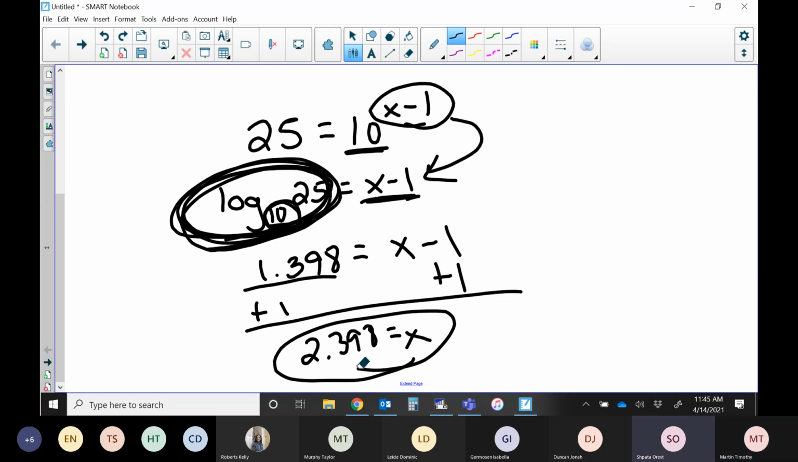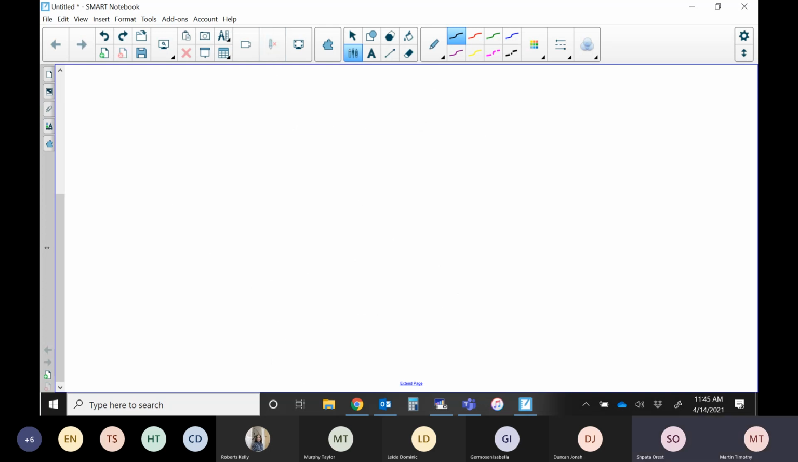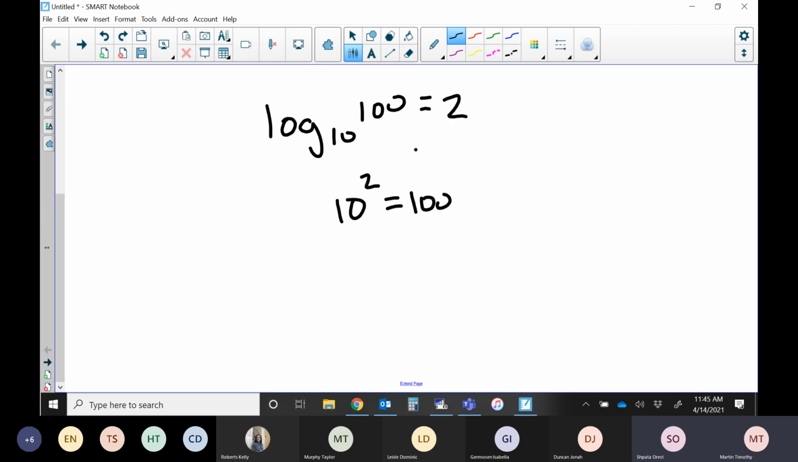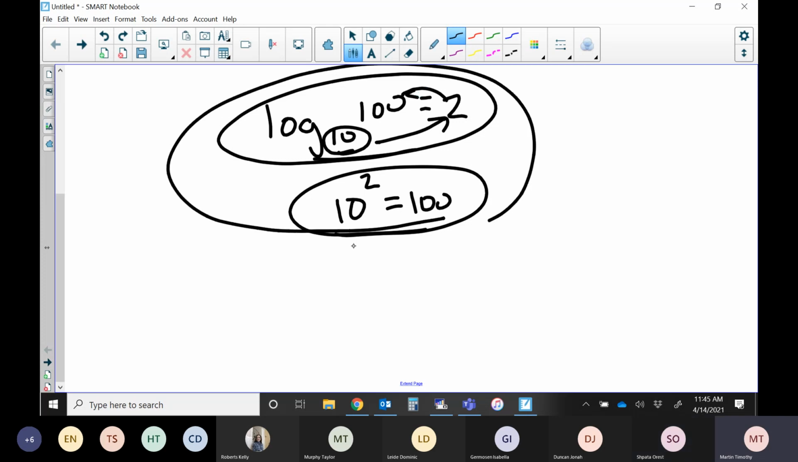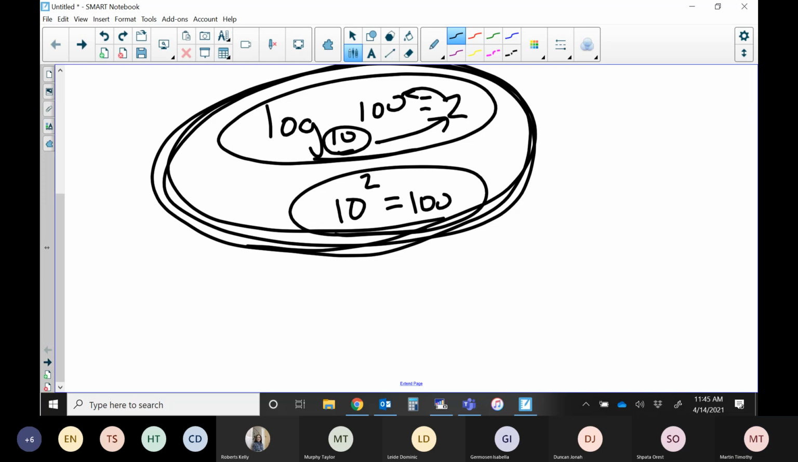What exactly is log? Isn't this what this is? Yep. So it's like the operation that tells me that this means 10 to the second power equals 100. That's why I was trying to get you guys to understand these are the same. So it's like the opposite of 10 to the second.